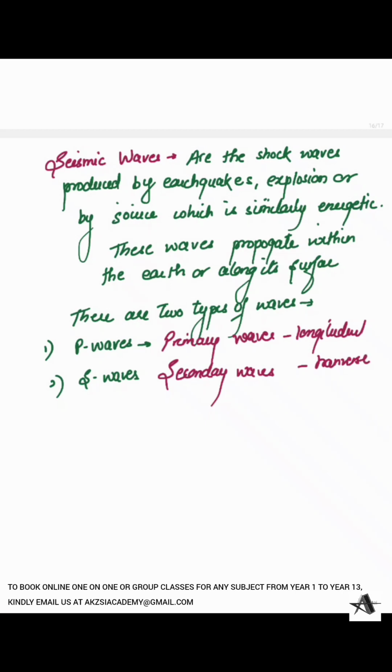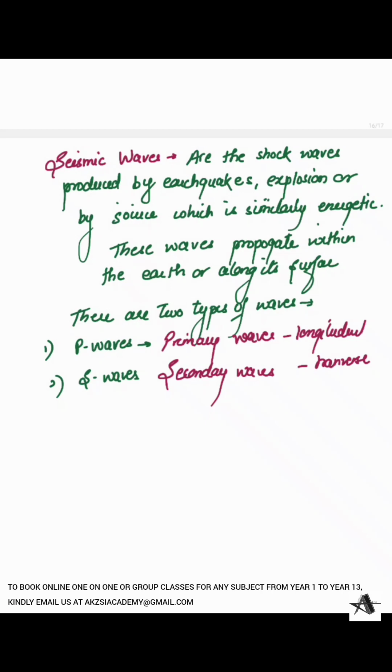They are comparatively slower than the P waves. P waves are faster, and as compared to them, S waves are slower, and they can travel through solids only. Unlike the P waves, which can travel through solid and liquid, S waves can travel through solid only. There are four types of waves, but mostly two are in our syllabus.